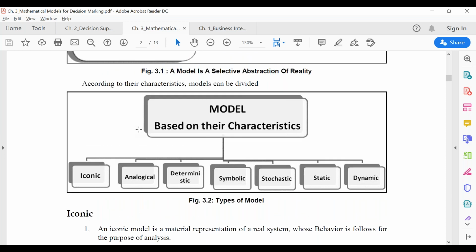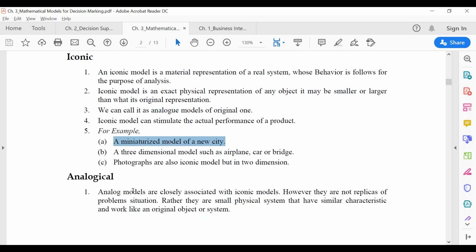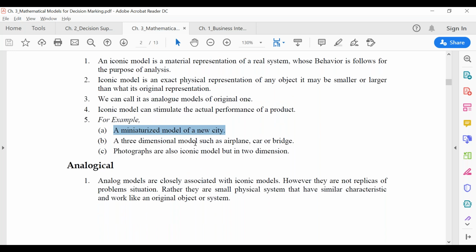I've already said that they work on real world situations. So it could be an iconic model. An iconic model is a material representation of a real system whose behavior it follows for the purpose of analysis. For example, a miniaturized model of a new city is an iconic model. I'll come to each and every one, including what stochastic is. First we're going with iconic: a three-dimensional model such as an airplane, car, or building. These are iconic models. Two-dimensional photographs are also iconic models.